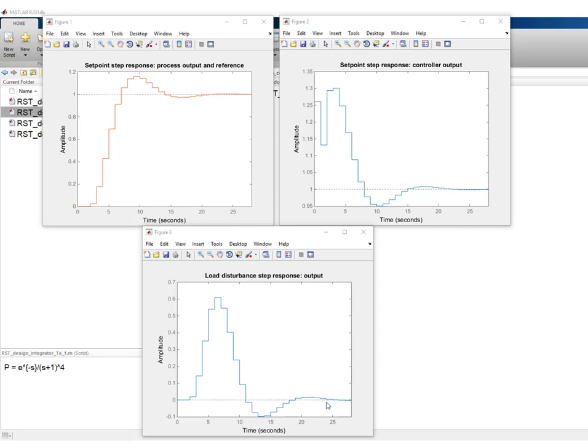So make sure that you understand this, and so how the number of integrators in the controller affects the step response in closed loop, and set point step response and the load disturbance step response.